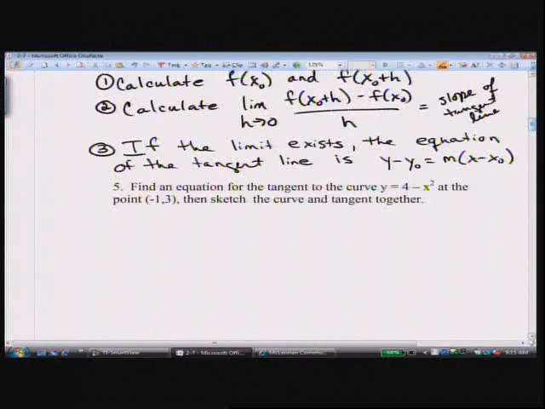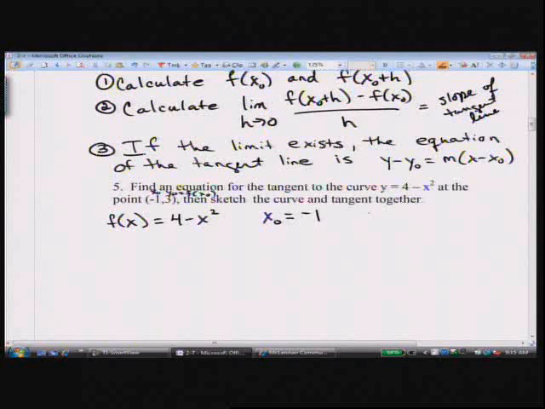Not yet. Okay, so if we want to find the equation of the line tangent to the curve y equals 4 minus x squared at the point (-1, 3), and then sketch the curve and tangent together, okay? All right, so they gave us f of x. f of x is exactly 4 minus x squared. They told us x naught is what? That's the negative 1. That's this point right here. That's my x naught. This is my y naught, also known as f of x naught.